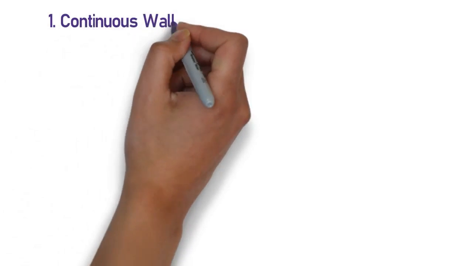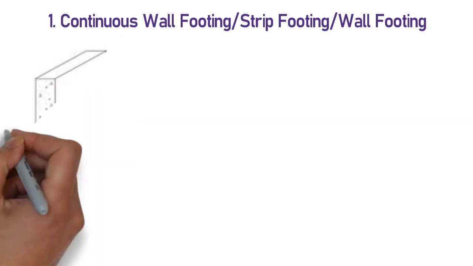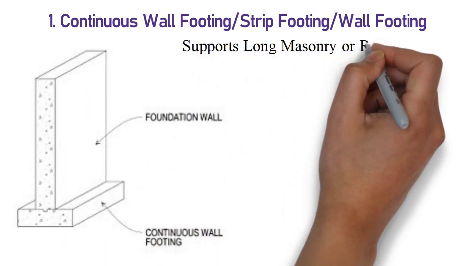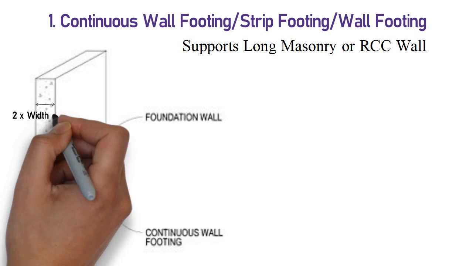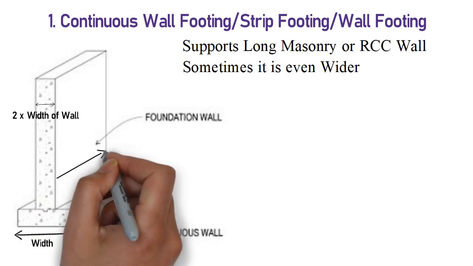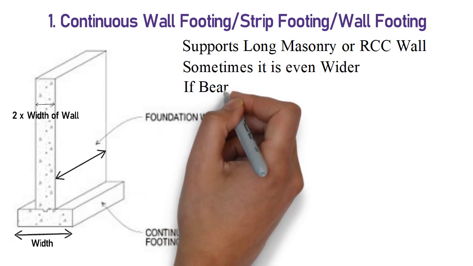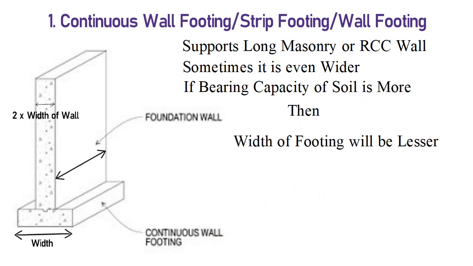Number 1. Continuous wall footing, which is also known as strip footing or wall footing. The footing which supports a long masonry or RCC wall is known as continuous footing. In this type of footing, the width of footing is twice the width of wall that is rested on it. Sometimes it is even wider. Basically, it runs throughout the length of wall. If bearing capacity of soil is more, then width of strip footing will be lesser. This type of footing is generally used in load-bearing structures.